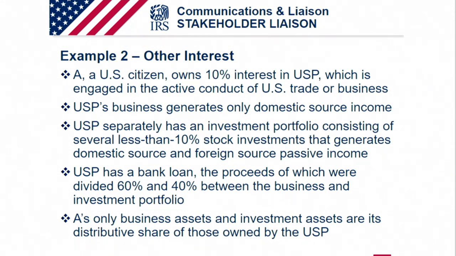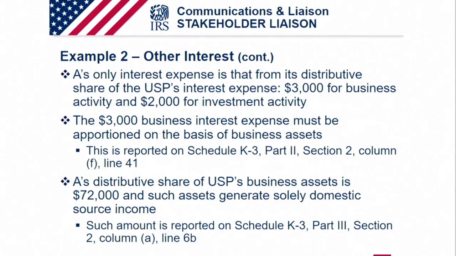Continuing on with the facts, A's only interest expense is that from its distributive share of USP's interest expense, $3,000 for business activity and $2,000 for investment activity. The $3,000 business interest expense must be apportioned on the basis of the business assets. And recall that this business interest expense is reported on Schedule K-3, Part 2, Section 2, Column F, line 41.